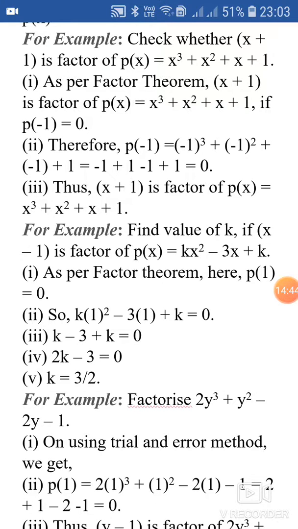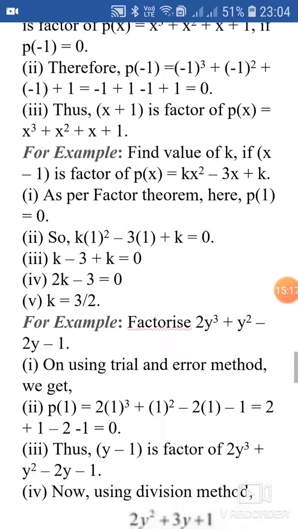Now you see p(x) in the next example, where an unknown variable k is given: x square minus 3x plus k. As per the factor theorem, p(1) is equal to 0. So k minus 1 square minus 3 into 1 plus k is equal to 0. In the third step, what we have done is k minus 3 plus k equals 0. k and k become 2k minus 3. 3 goes to that side, it becomes 2k equals 3, and the k value becomes 3 by 2.